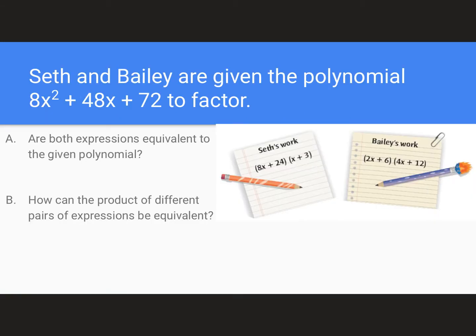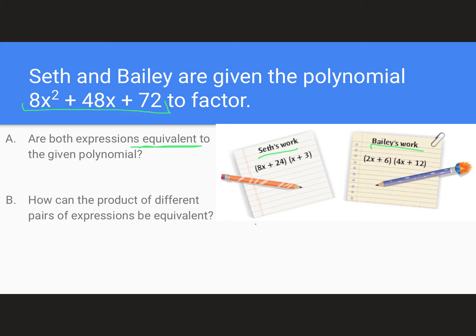So, let's start here. Seth and Bailey are given the polynomial 8x squared plus 48x plus 72 to factor. We could see Seth's work here and Bailey's work here. First question is, are both expressions equivalent to the given polynomial? Well, how can we check that? That's easy enough. We can just multiply them out. So let's try multiplying them out.